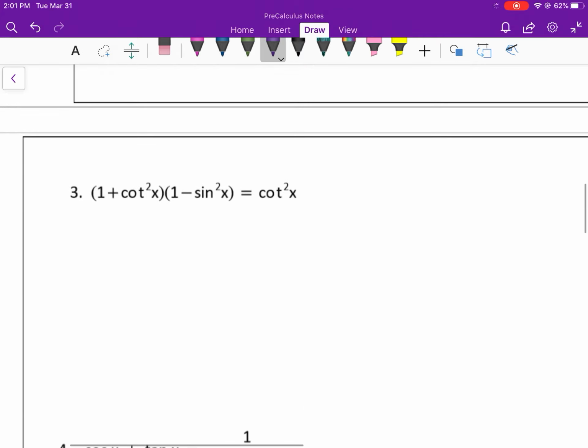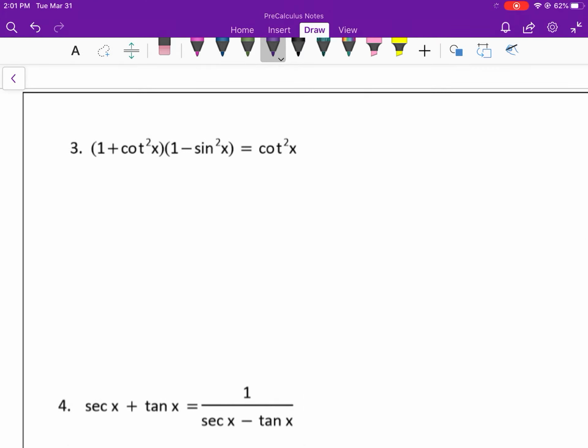Number 3. So when you look at that problem, again, I think you're going to agree with me that the left side looks most complicated. And the algebra teacher in me says, it looks like I should FOIL. So I'm going to go ahead and do that. So we have our first, outer, inner, and last.